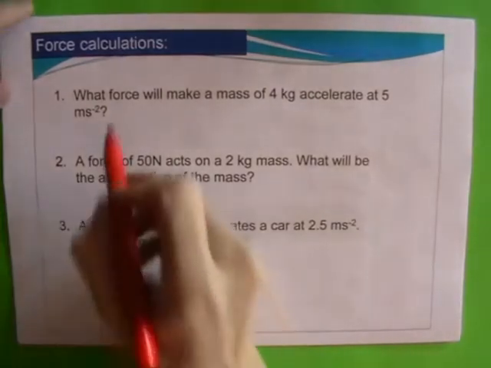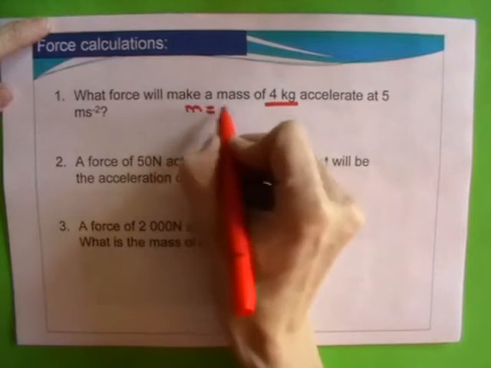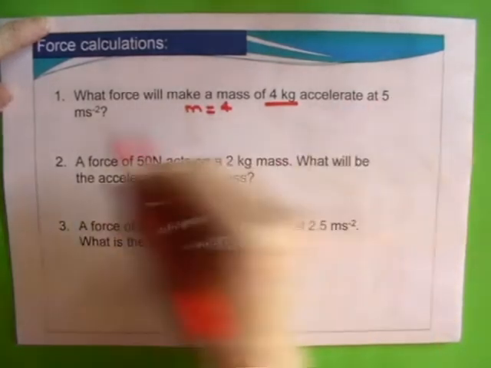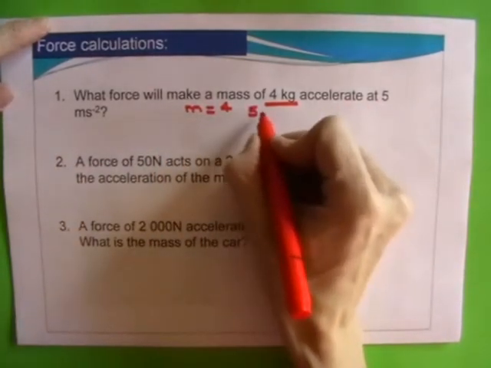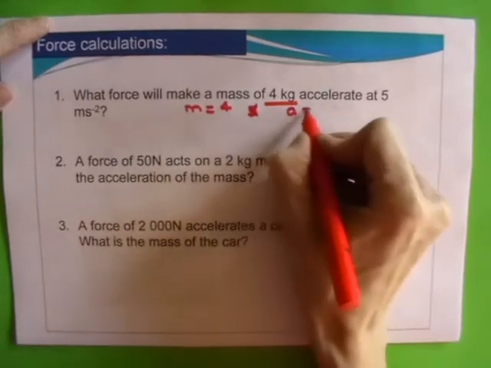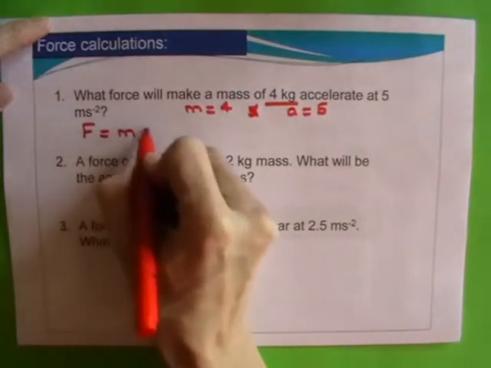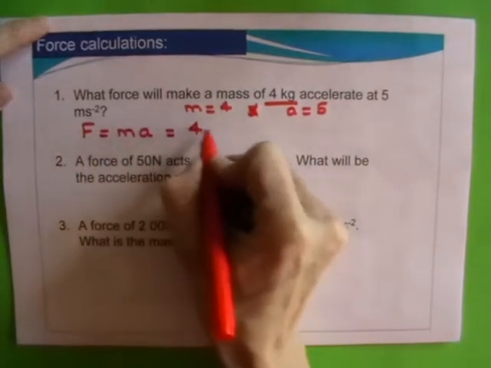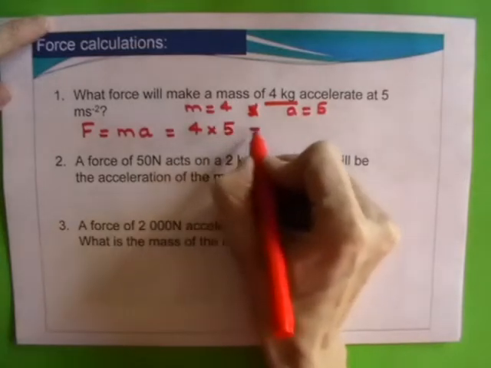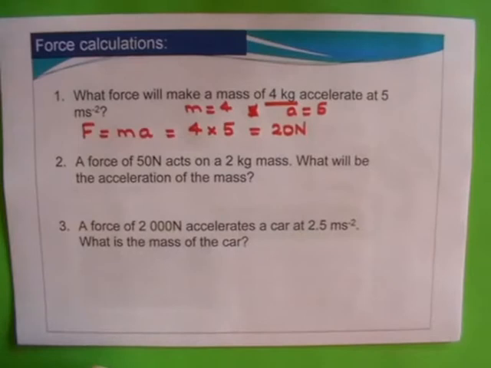And the first calculation, what force will make a mass of 4 kilograms, so m equals 4, have an acceleration of 5 meters per second squared, so a is equal to 5. So if we use F equals ma, which is 4 times 5, that gives us 20 newtons. And that's the answer to that first question.